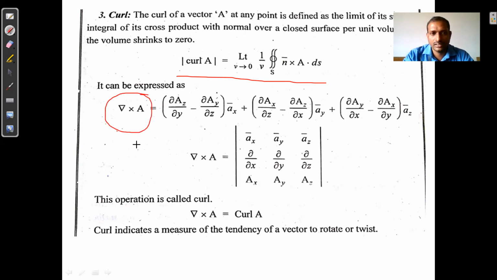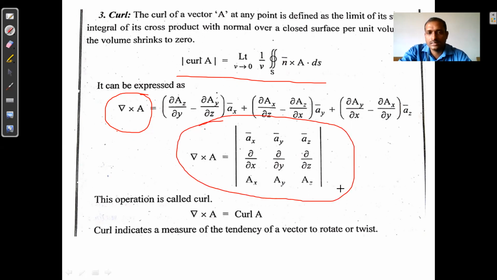So del cross A, we already know the del operator, and also we take the A vector: ax into ax plus ay into ay plus az into az, from the Cartesian coordinate system. So del cross means we need to take the curl operation. So we need to do the matrix operation.